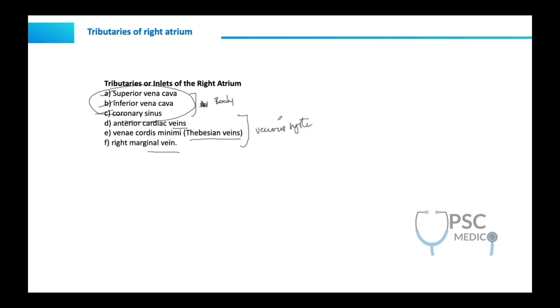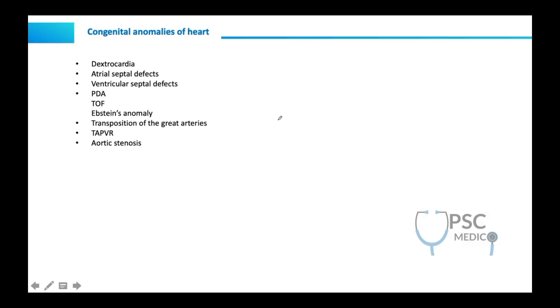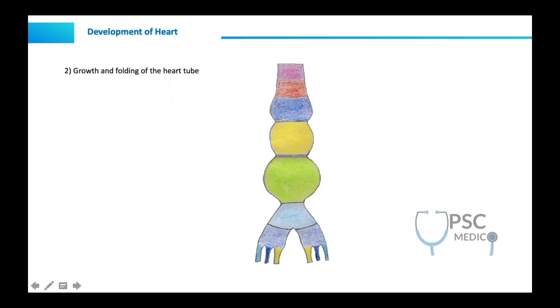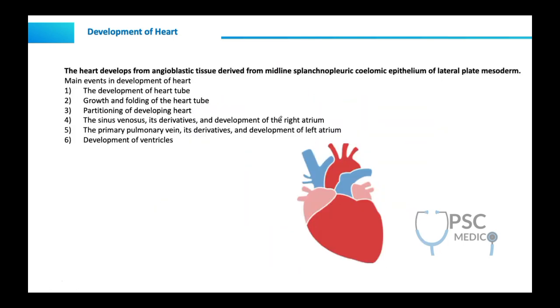The tributaries are inlets of the right atrium. So this will conclude our discussion on the heart. So we discussed the development, the congenital anomalies, and the anatomy of the right atrium.